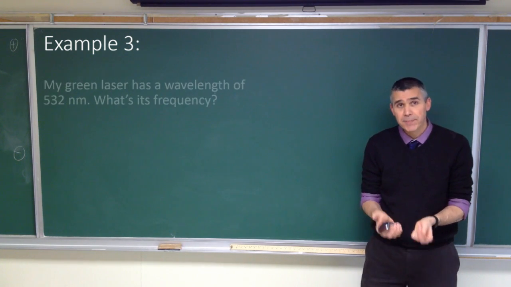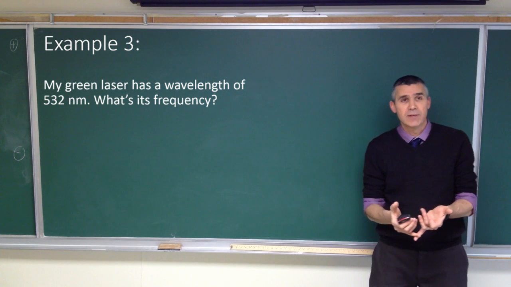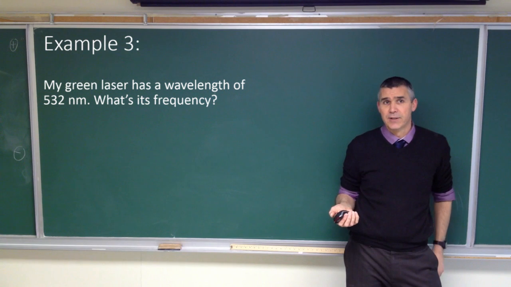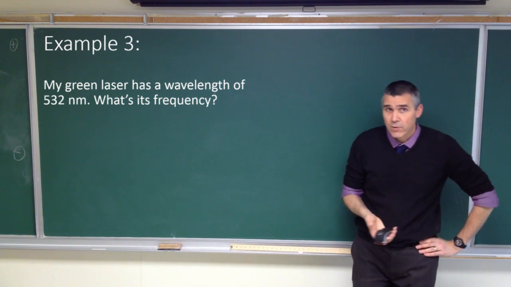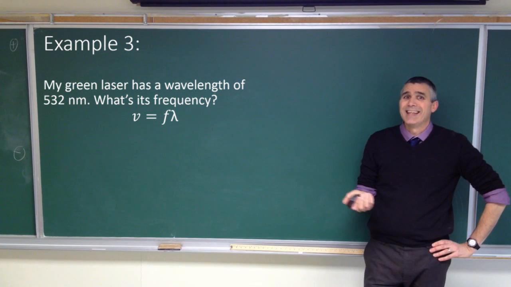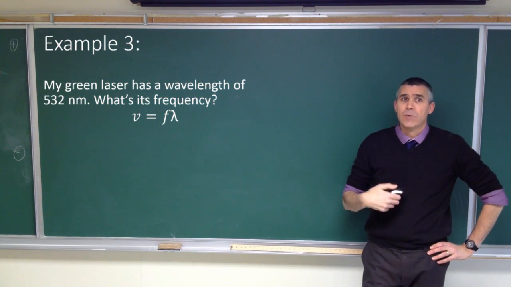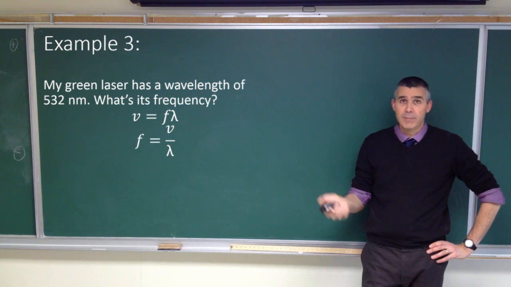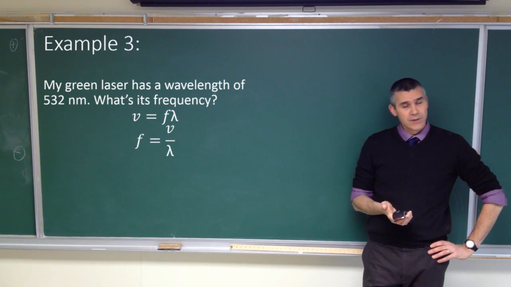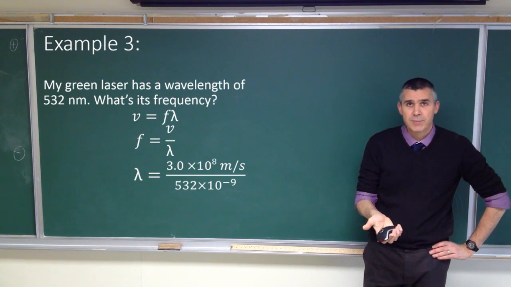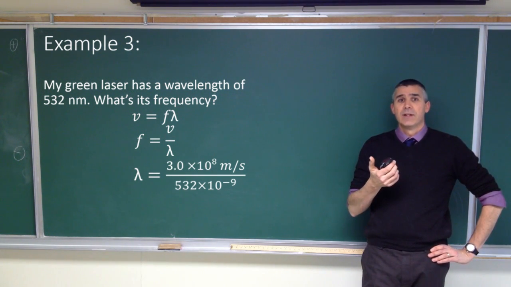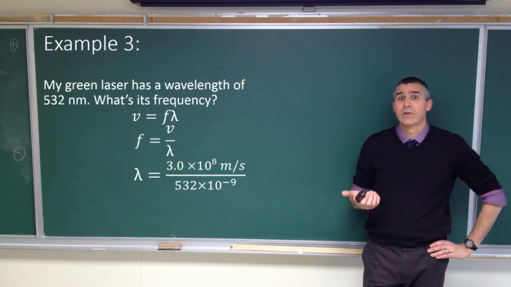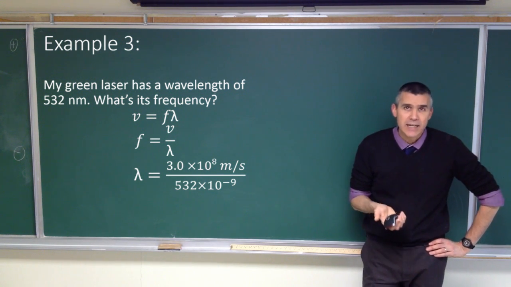I have a green laser pointer. It has a wavelength of 532 nanometers, so what's the frequency of that light? Well, again, we can use our universal wave equation, v is equal to f lambda. In this case, we're going to be looking for frequency, so we're going to rearrange to solve for frequency, so it's going to be, frequency is v over lambda. Our speed is speed of light, 3 times 10 to the 8 meters per second, and our wavelength is 532 nanometers, or 532 times 10 to the minus 9 meters.